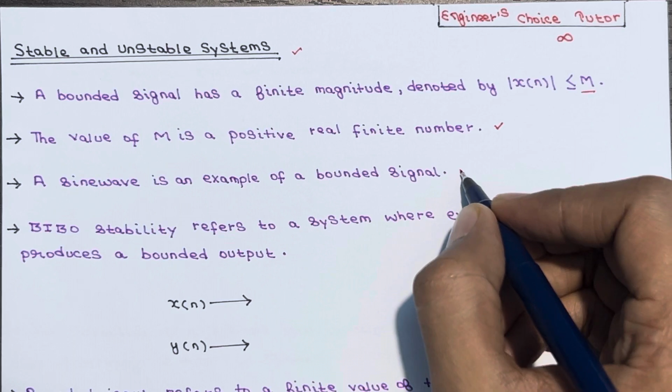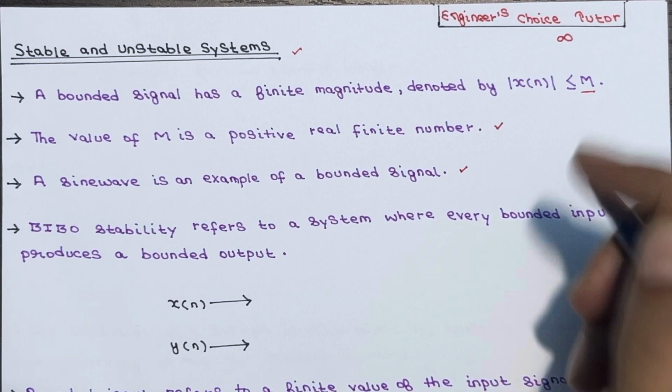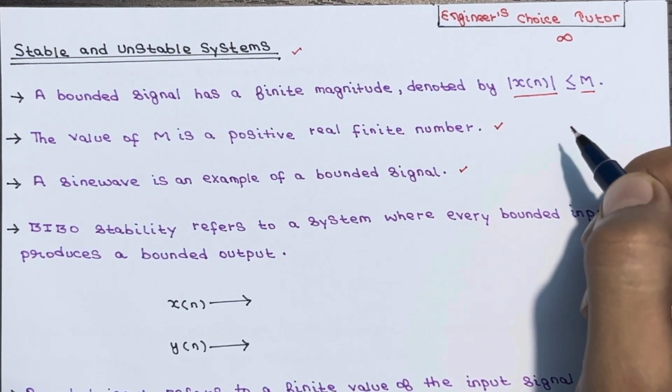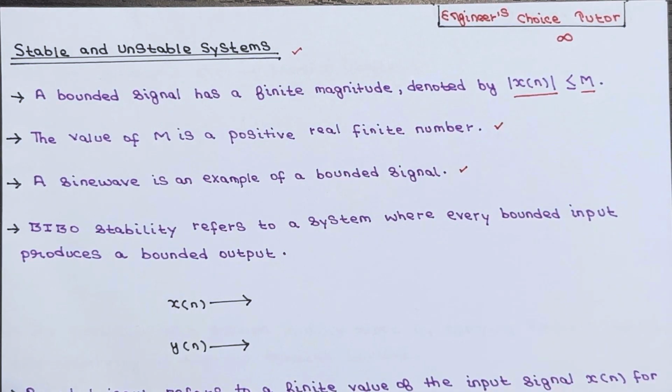A sine wave. So basically, this is a short definition of a bounded signal, that it should have a finite magnitude denoted by this particular expression, where M is a positive real finite number. We'll see more, don't worry about that.